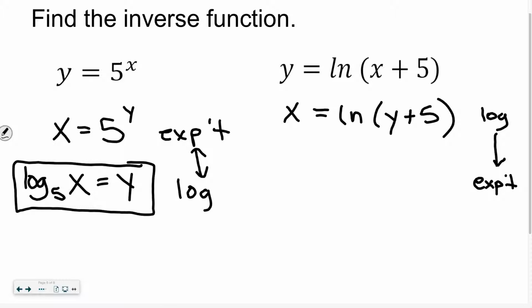Through their inverses, which are exponential functions. So what's our base to our exponential function? What's the base to that log? That's ln, natural log, that's base e. We learned that yesterday. It's a special one. So we're going to say e to the... Nope, that doesn't go in order. What's the... X. The answer to the log is the exponent. So it's e to the x equals y plus 5.